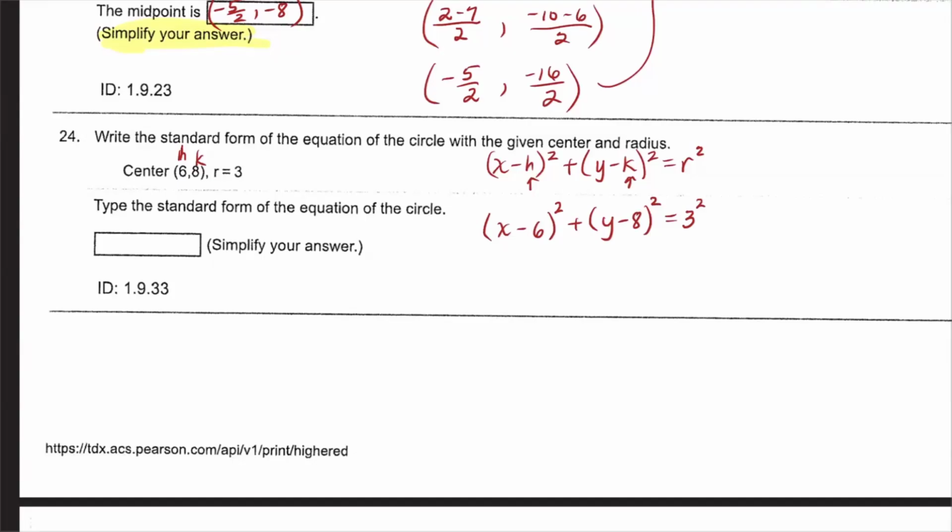However, you don't want to leave it like that. I've seen problems where you don't want to leave it as 3 squared. You want to go ahead and write that as a 9. So the official answer is (x minus 6) squared plus (y minus 8) squared equals 9. That's the standard form.